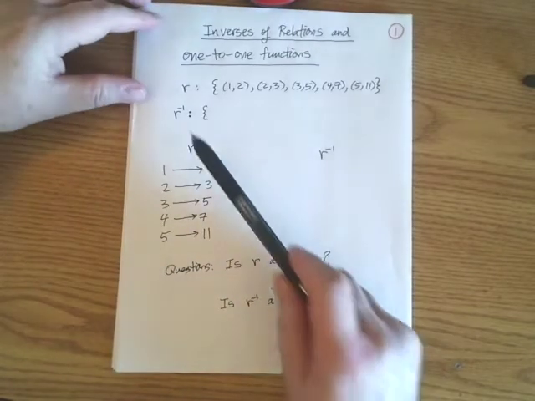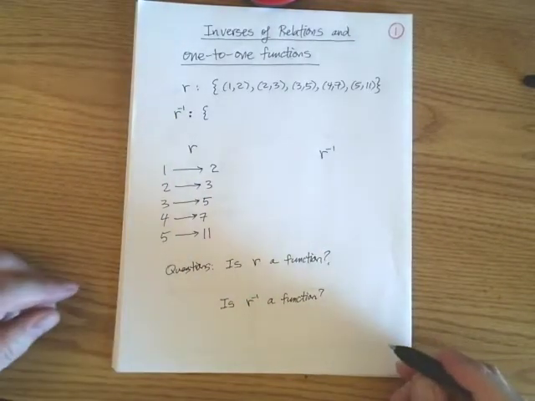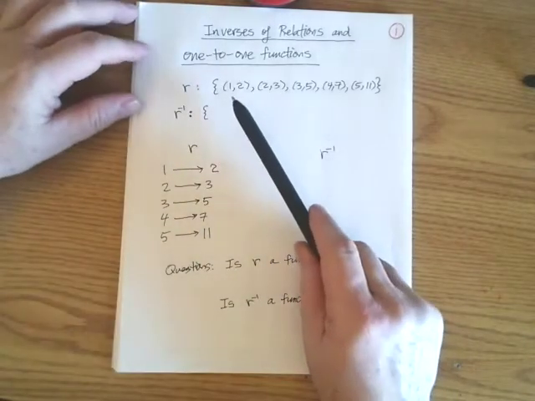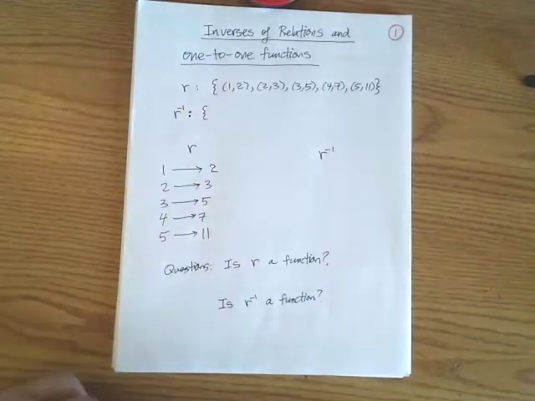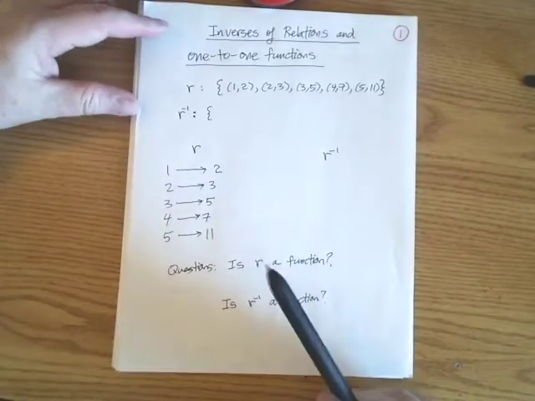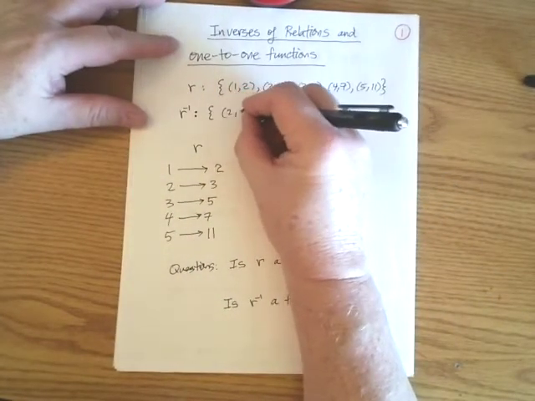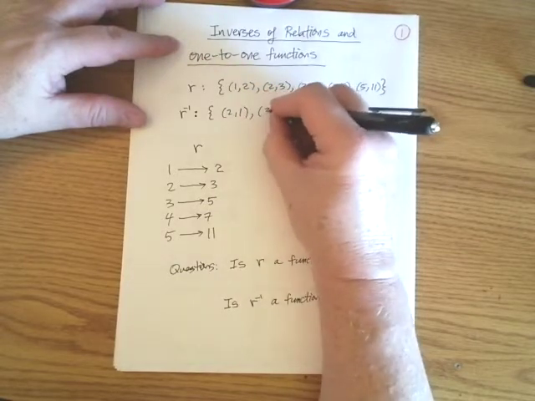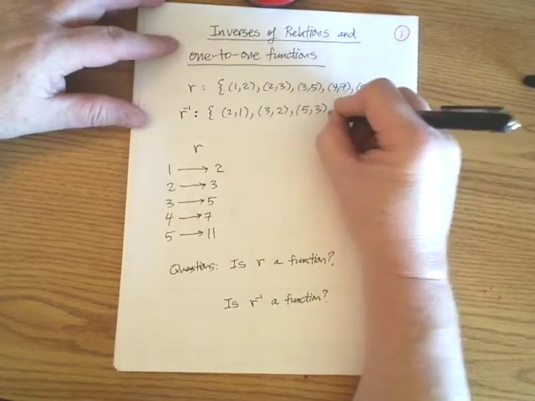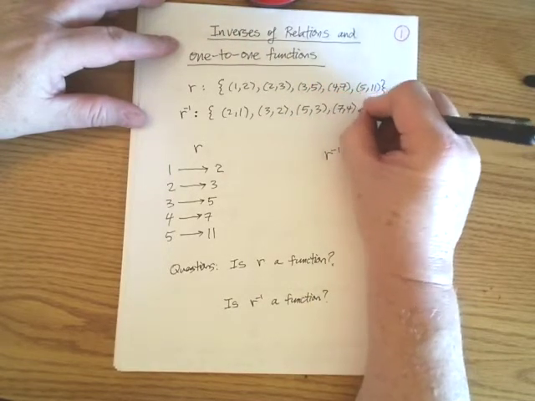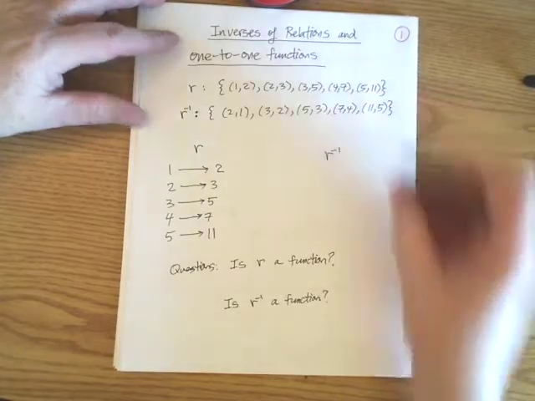Now I'm going to talk about the inverse relation. The inverse relation is found by taking each of the ordered pairs in the relation and just reversing them. Nothing more. We're just reversing the order of the elements making up each ordered pair. So instead of (1, 2), we're going to have what? (2, 1). (3, 2) instead of (2, 3). (5, 3). And (7, 4), and the last one here, (11, 5). So that's its inverse relation.